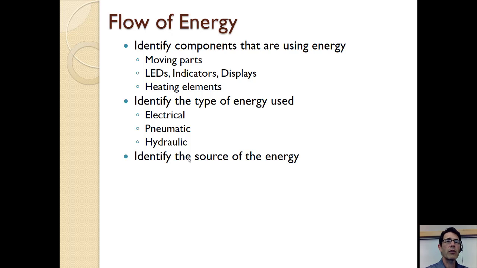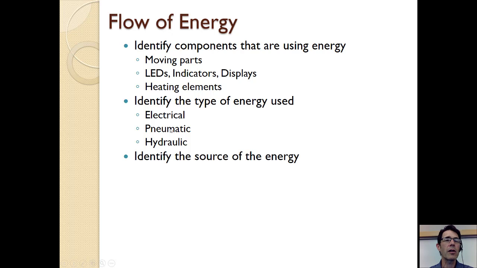your electrical energy is coming from the electrical panel, gets to your system somehow, and it goes through various switches. There may be an emergency shutoff and a main power switch, and eventually it gets to the power supply and powers up the system. So that'll be the source.